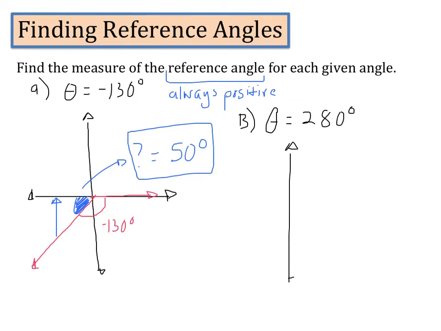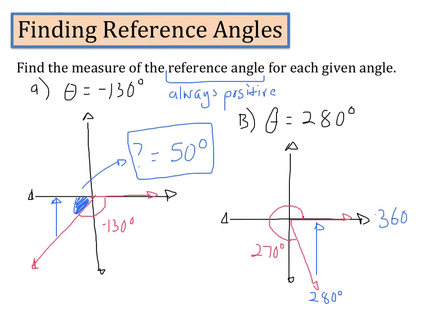So we'll draw this out. It's really helpful to draw these out so you can visually see which way you're working with. So 280 starts here, goes 90, 180, 270. Then I need to just add 10 more. So right here I have 270 degrees. And my angle is 280. Now think, this here is 360. I have to get back to 360. So how do I get from 280 to 360? Just add 80. So my reference angle here is 80 degrees.